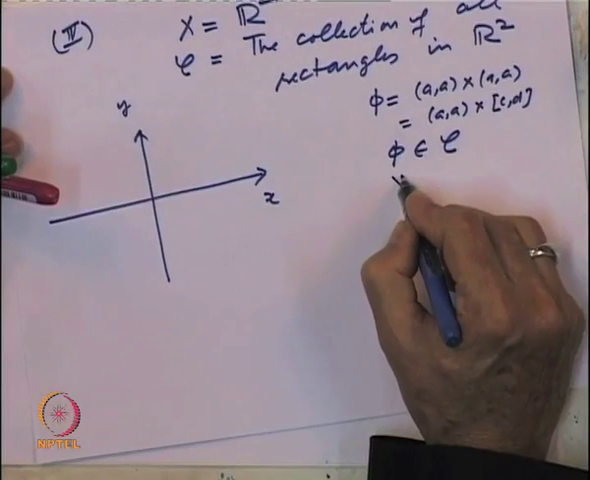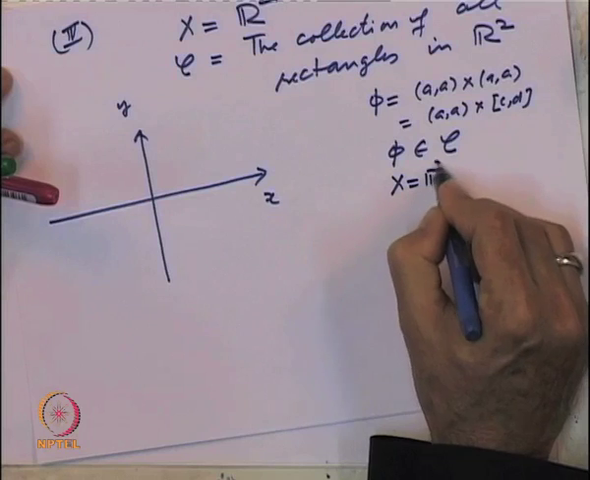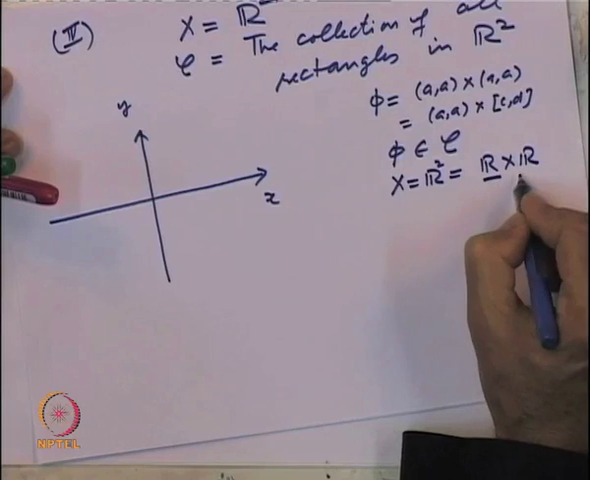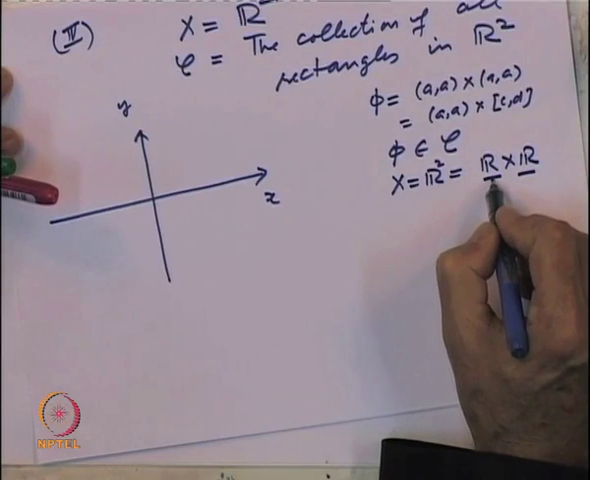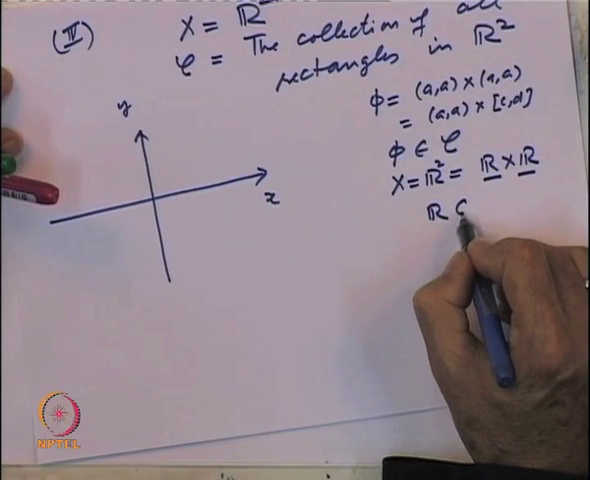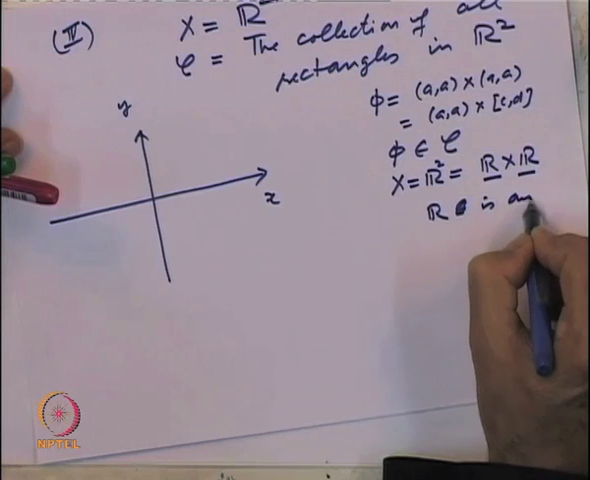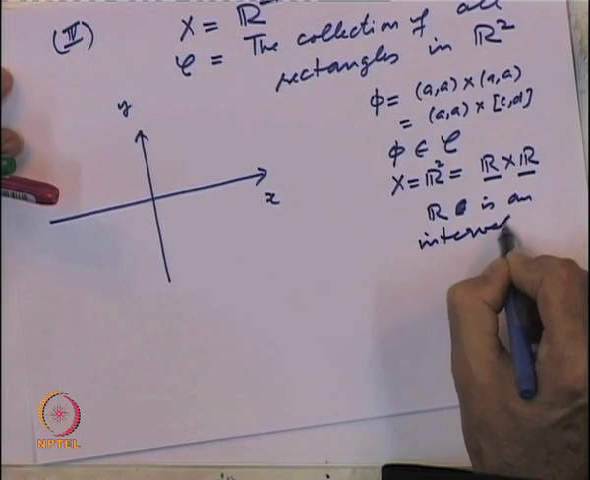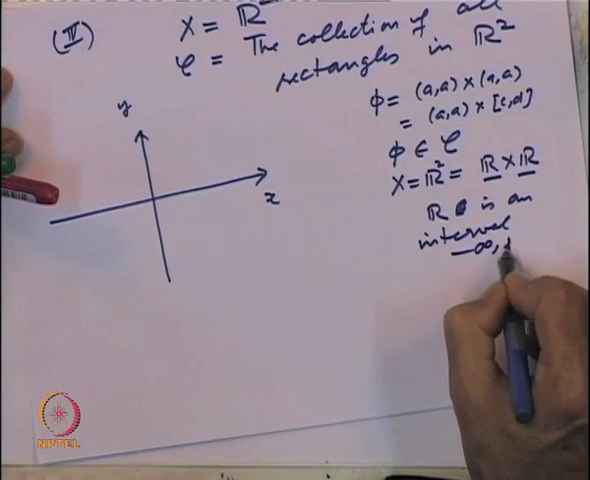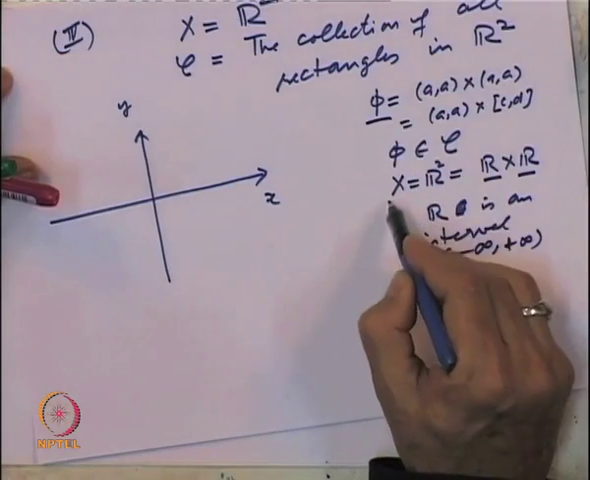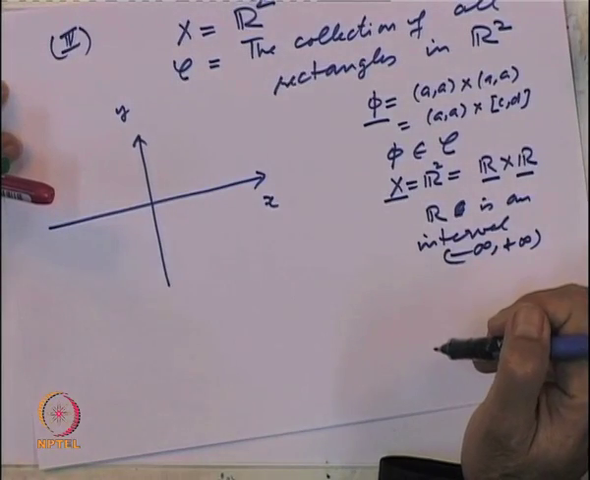What about the whole space X, that is R 2? Of course, that is R cross R, and R is an interval, which we write normally as minus infinity to plus infinity. So, the empty set is an element of it, the whole space is an element of it.